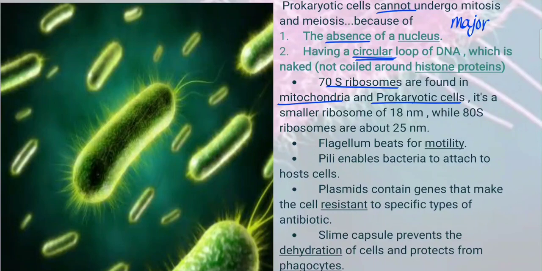And yeah, we've discussed before the fact that the small ribosome is 18 nanometers, while the 80S ribosomes are about 25 nanometers. Also, the flagellum, it's like a tail. You know this long thing going on here? It's like its tail. It beats for motility or movement.